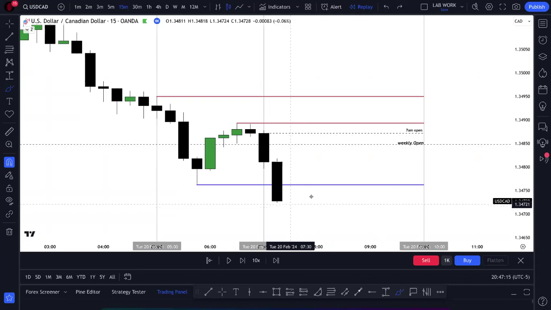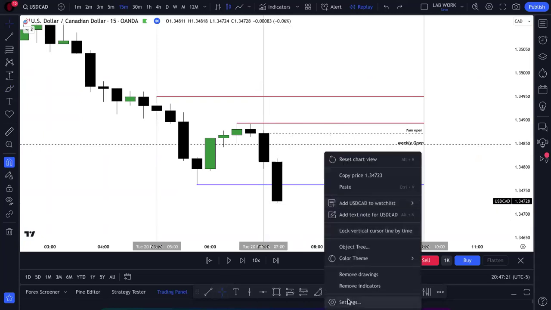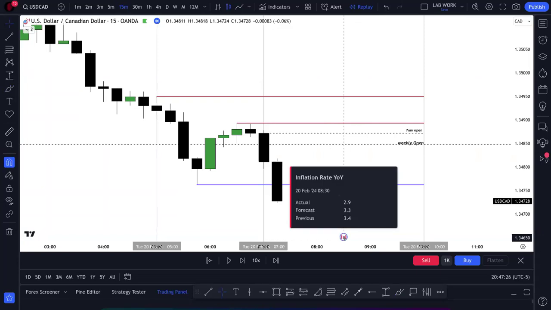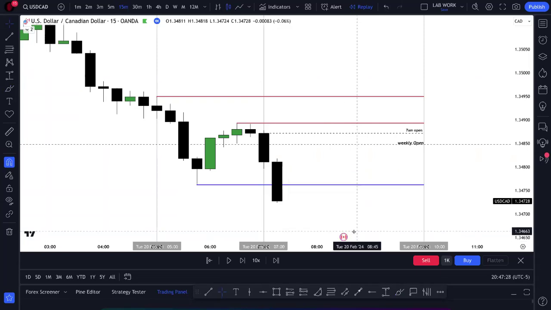I'm also below 7 a.m. And there's also news coming out today. So Canada's having the inflation rate drop. Settings, indicator, economic events. Here. At what time? 8:30. Specifically, they put that news event specifically at 8:30.